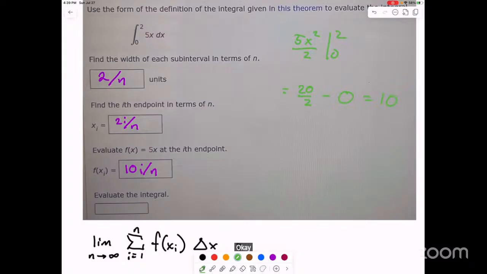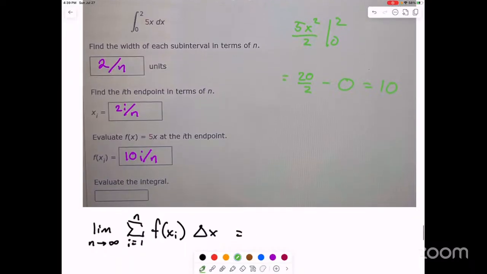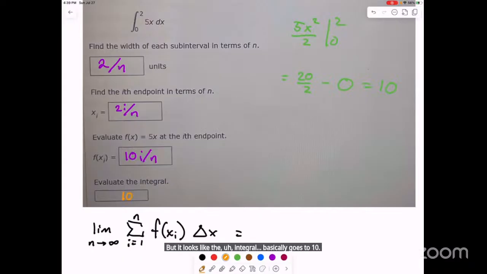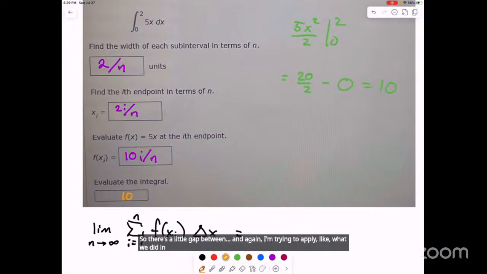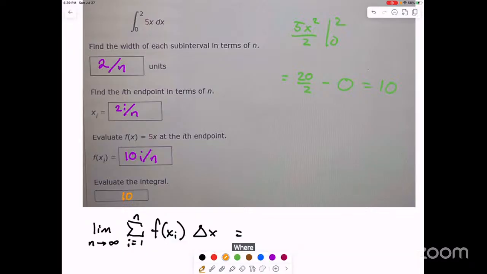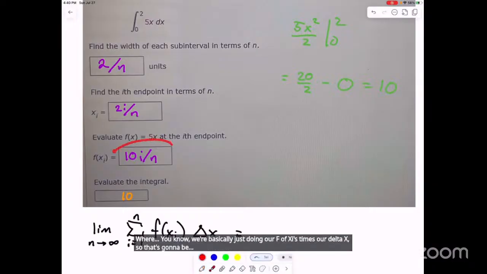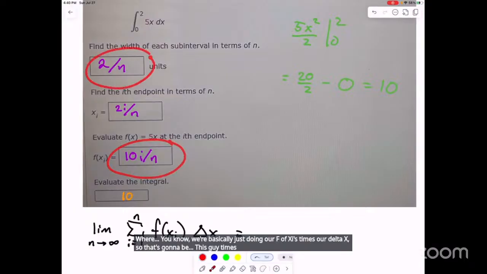Okay, let me think. That goes to 0. What about that goes to 1? Yeah, I think I'm going to look up in the text to see what this theorem is, but it looks like the integral basically goes to 10. So there's a little gap between, and again, I'm trying to apply what we did in the previous example, where we're basically just doing our f of x sub i's times our delta x. So that's going to be this guy times this guy for each one, right?